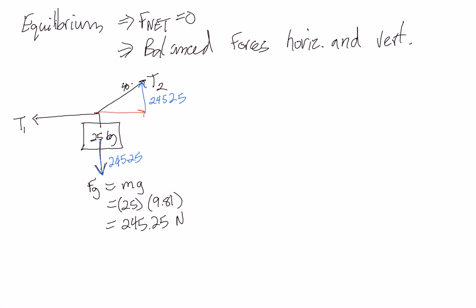And then you can see the only other components we have are these two horizontals. So this one has a horizontal to the right, and this rope is horizontal to the left. And if it's in equilibrium, that means those two things have to be the same. So all we have to do with this one is calculate the tension on each rope.